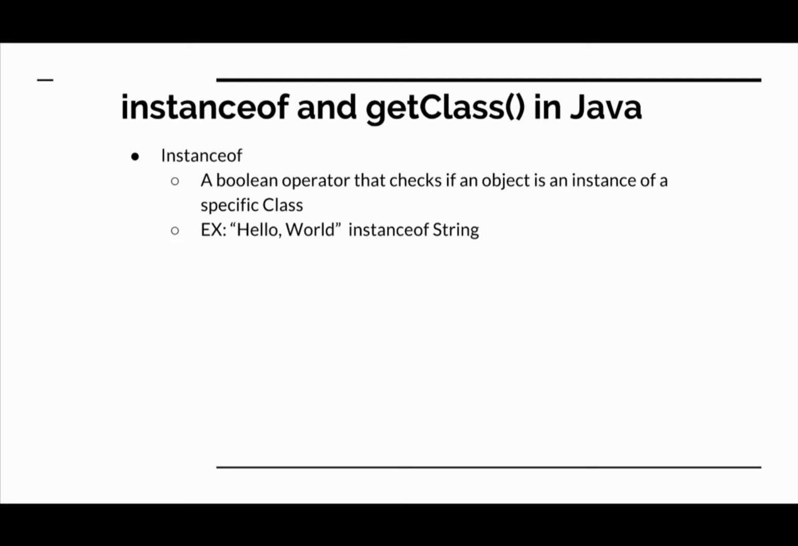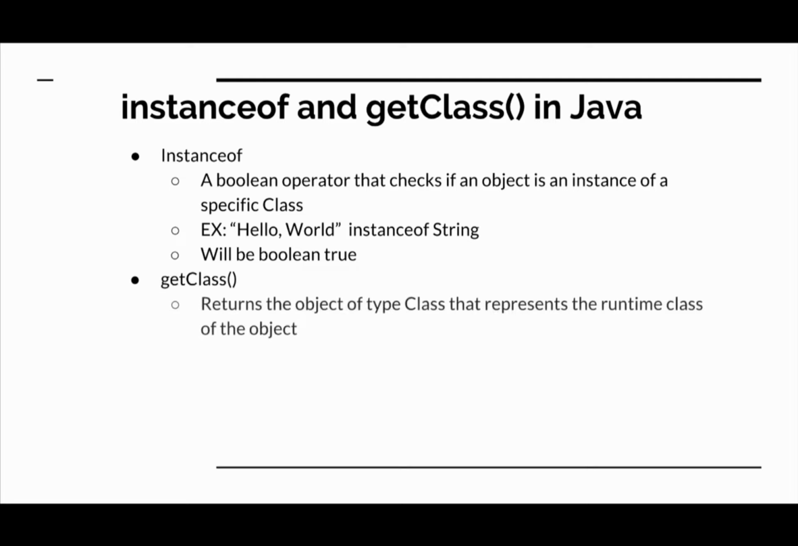So if I said "hello world" instanceof String, that should return a boolean saying true because "hello world" is a string, right? Also, if I did "hello world" instanceof Object, that would return true because String is a subclass of Object, because every object in Java is a subclass of Object. So that is instanceof.